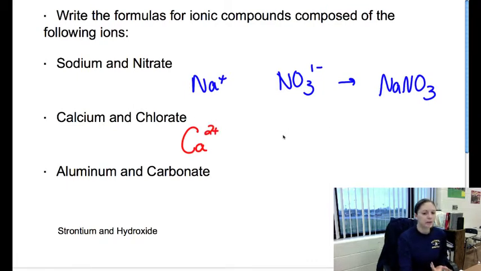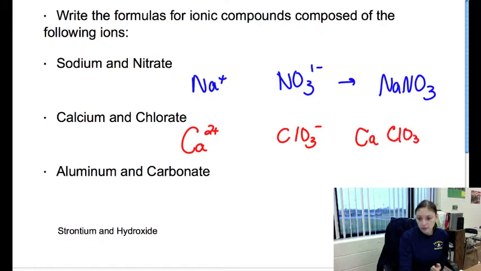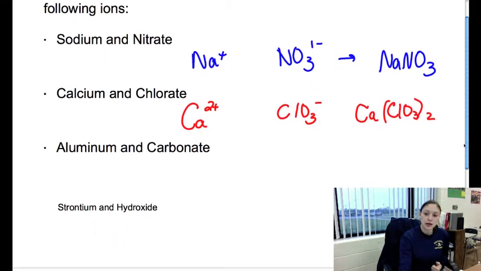I don't know chlorate. It's not chlorine. So I flip over my periodic table, look on the back there, and I should see ClO3 with a minus. So these charges do not equal out. I need one more of these ClO3s. So what I do is I put Ca, and I cannot do this because that would not make any sense. So what we do is we put this in parentheses, meaning I need 2 of those groups.